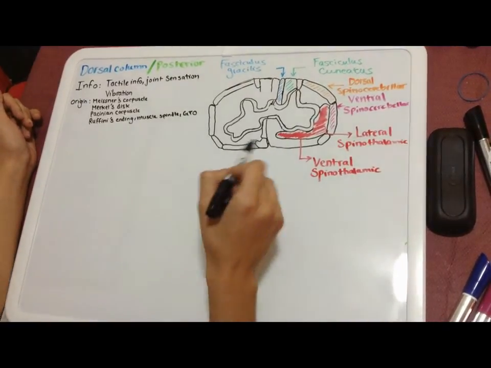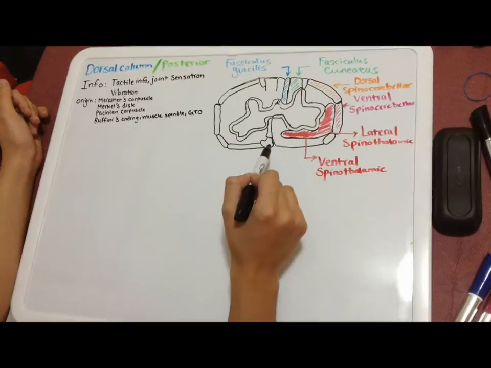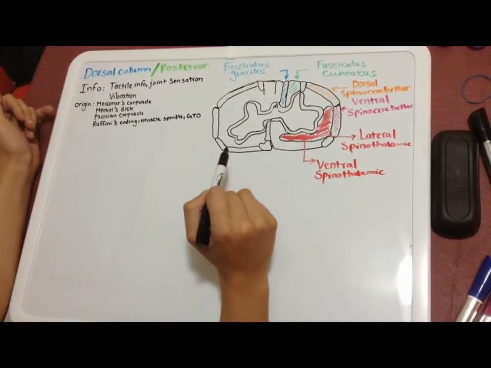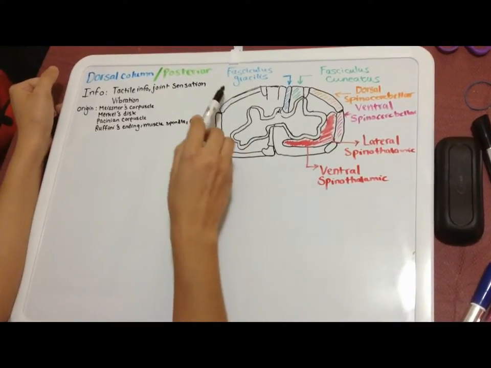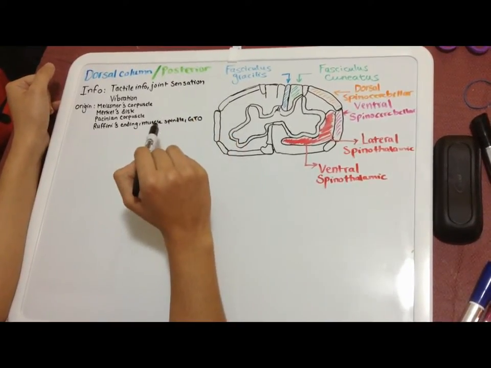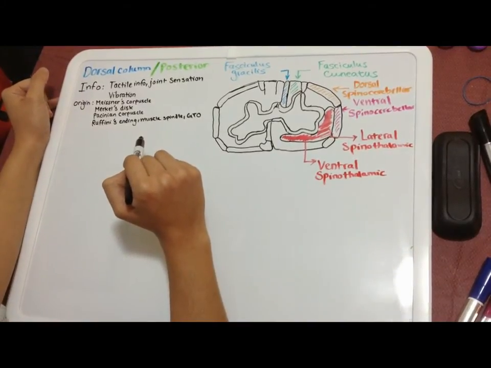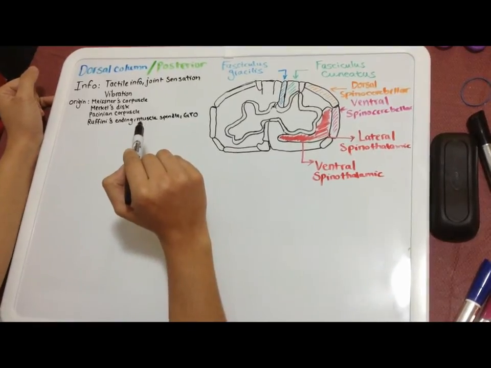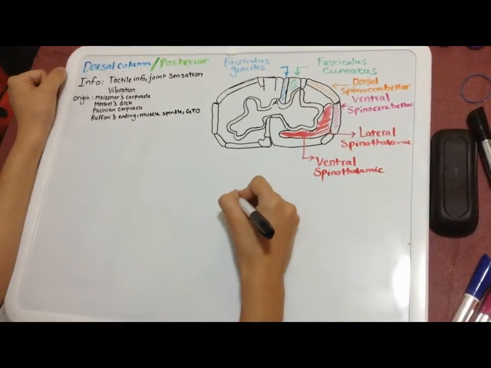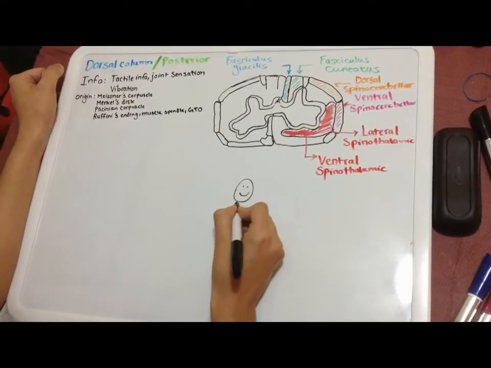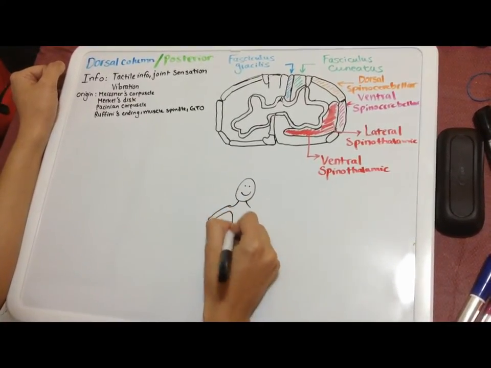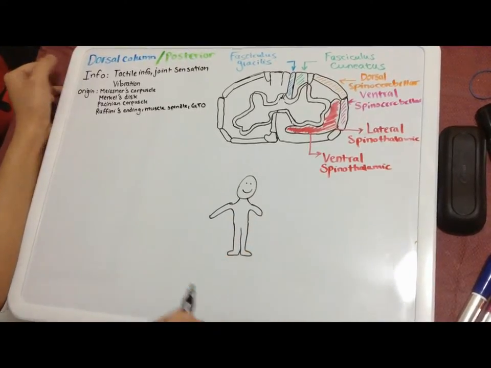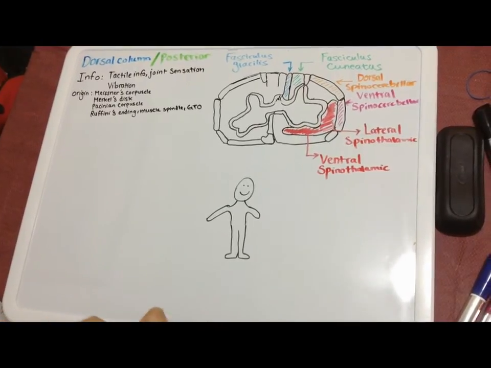I drew this section of the spinal cord here just so we can orient ourselves and see the different tracts. So for the dorsal column, we're only going to talk about the fasciculus gracilis, which is the tract that takes the information from your lower extremity up, and fasciculus cuneatus, which takes the information from your upper extremity up to the brain. So let's say that we have our little guy over here, with hands and legs. Okay, so let's talk about the fasciculus cuneatus first.